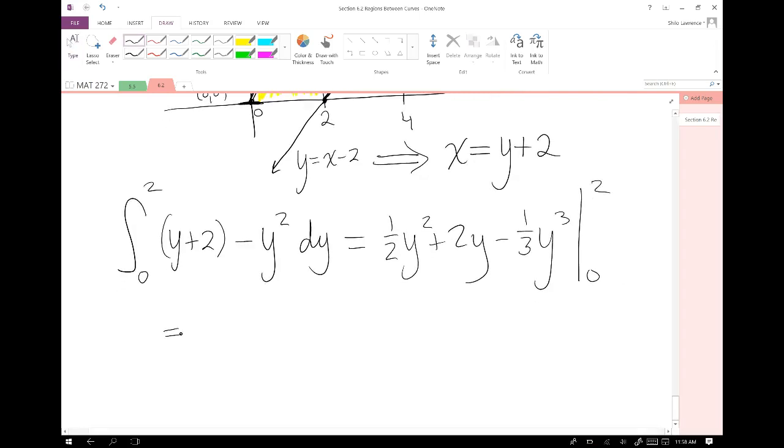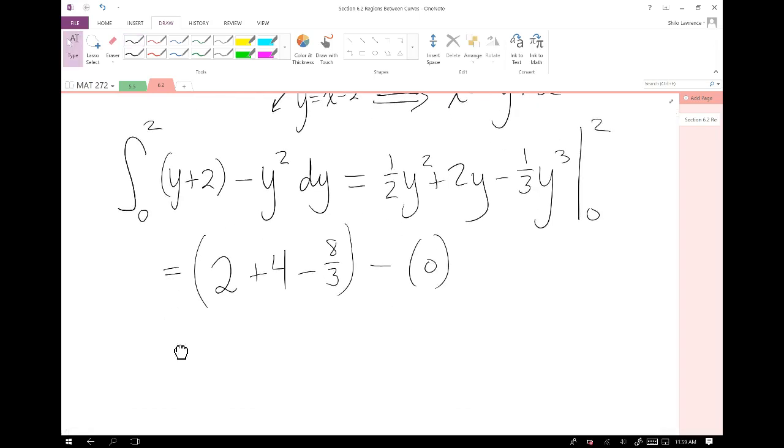We're going to plug in 2. So 2 squared is 4. 1/2 of that is 2. 2 times 2 is 4. 2 cubed is 8. And we're going to multiply by 1/3, so 8/3. So that's what we get when we plug in 2. And then you plug in 0, and we're going to get 0 plus 0 minus 0, so all zeros. So we've got 6 minus 8/3. And if we rewrite 6 in terms of thirds, it's 18/3. So we've got 18/3 minus 8/3 is 10/3.